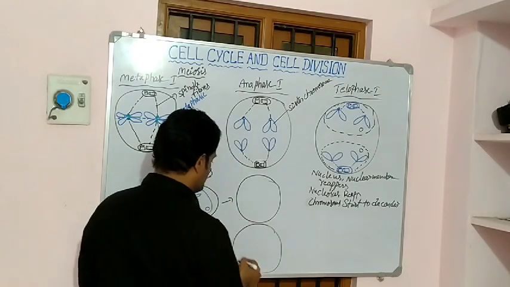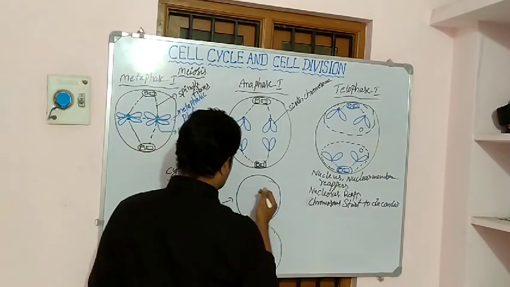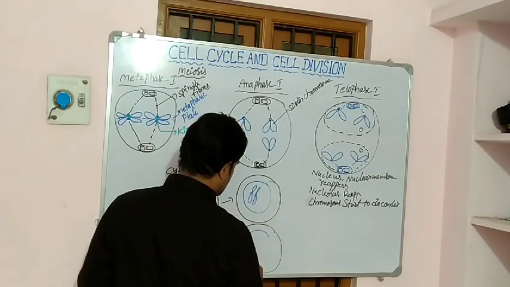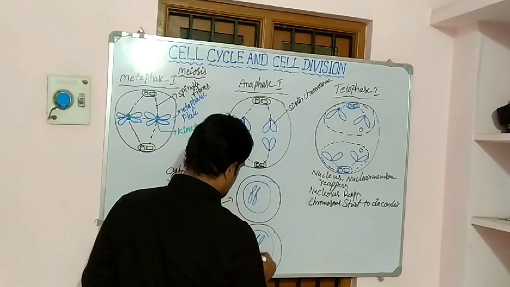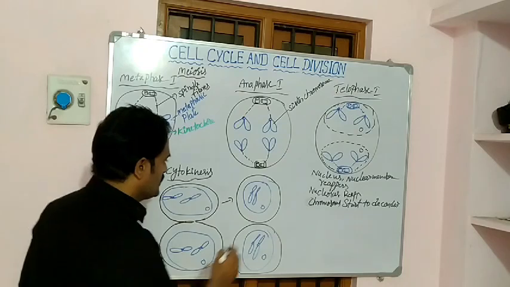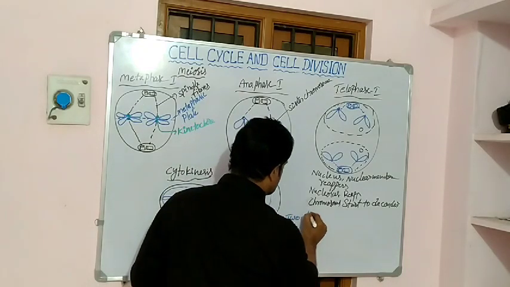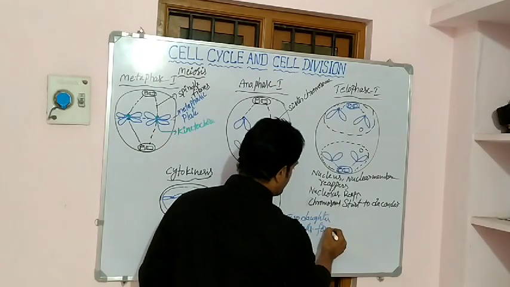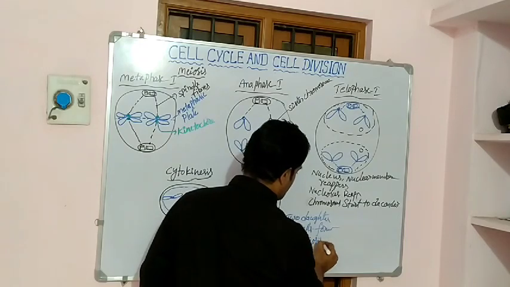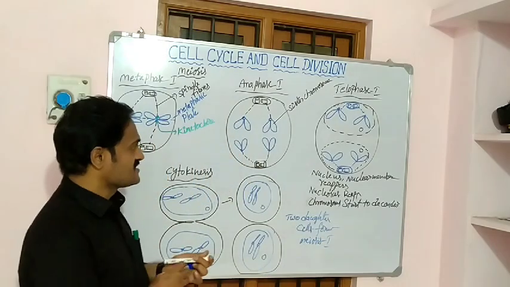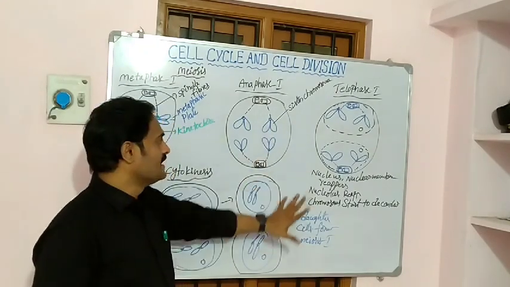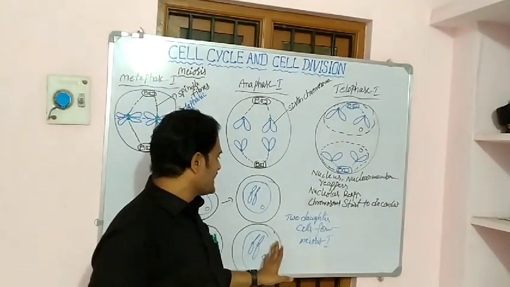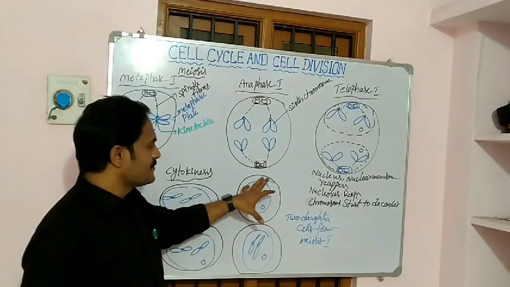This is meiosis 1, and it consists of the nucleus and nuclear membrane, and also chromosomes like this, and the nucleolus like this. So in meiosis 1, two daughter cells are formed. Remember, but meiosis is not completed, only half is completed. This is only meiosis 1.